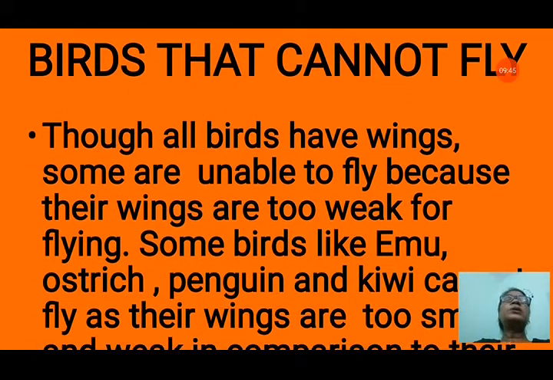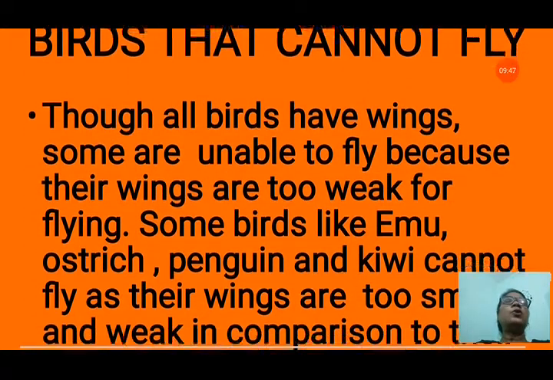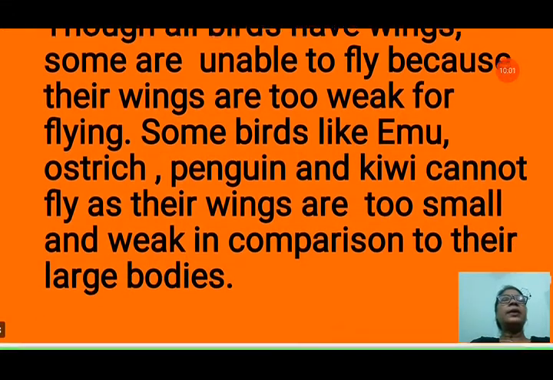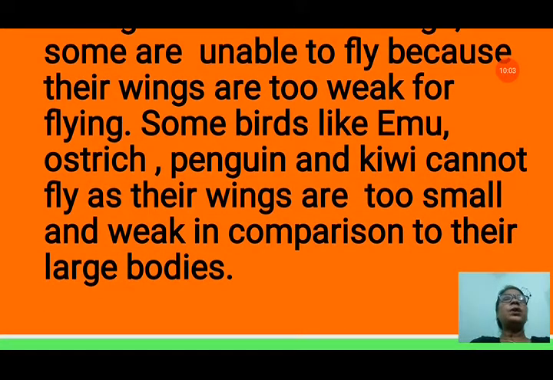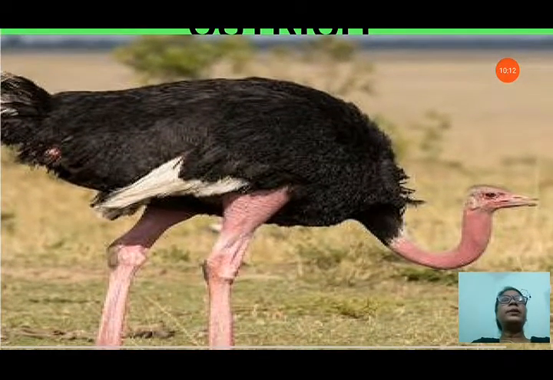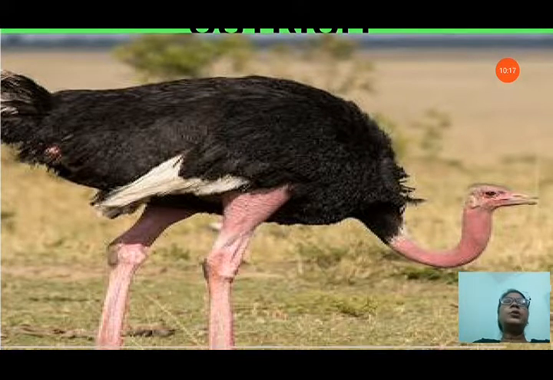Birds that cannot fly. But some birds have wings, but they cannot fly. Why? Though all birds have wings, some are unable to fly because their wings are too weak for flying. Their wings are present, but they are so weak that they cannot fly with the help of their wings. Some birds like emu, ostrich, penguin and kiwi cannot fly as their wings are too small and weak in comparison to their large bodies. That means their bodies are very large, you can see, but the wings are so small that they are not able to carry the heavy body in the air. That's why they cannot fly.